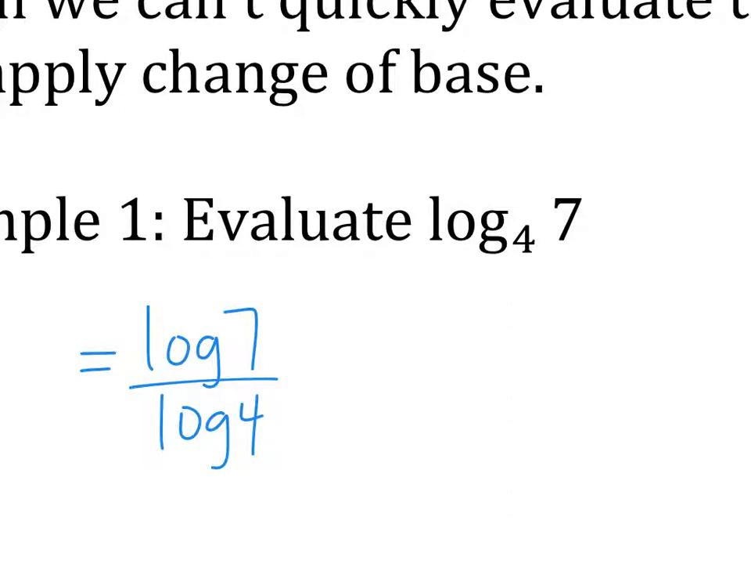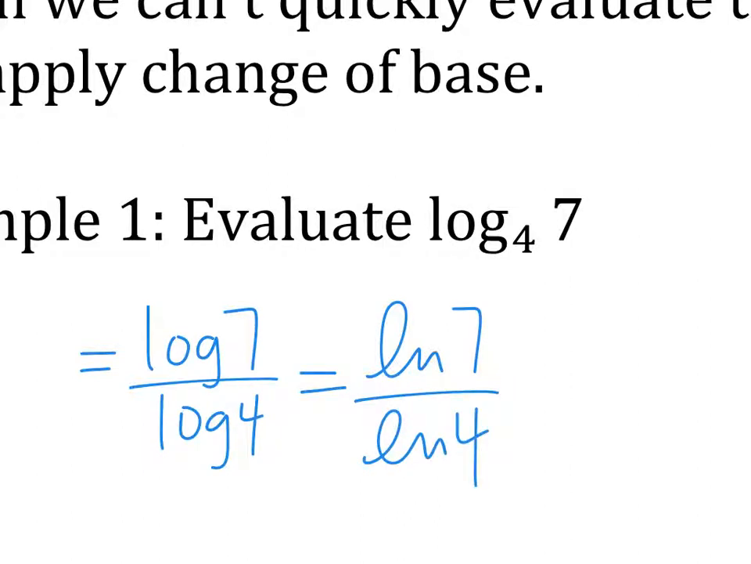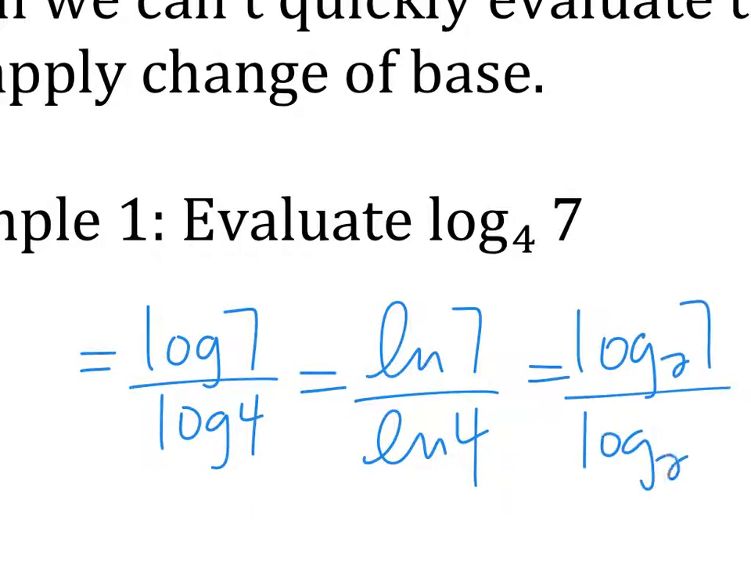Maybe we'll go into a proof some other day, but not right now. Okay. I can also change it to natural log 7 over natural log 4. I can also change it to log base 2 of 7 over log base 2 of 4. No matter what I do, I will get the same answer as long as I do the same log on top and bottom. Does that make sense? Yeah? Good?